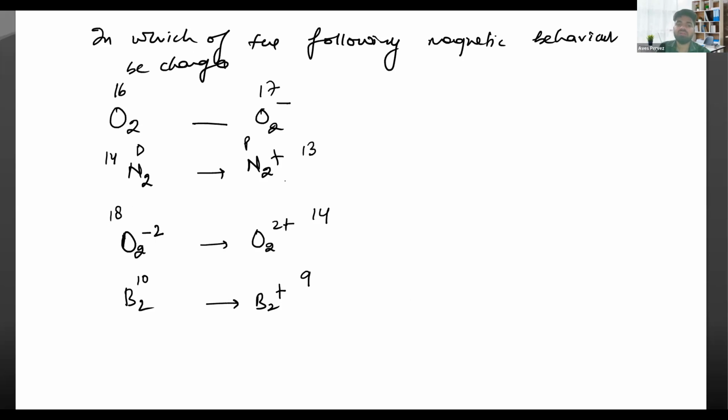Okay, 18 to 14 again, it will not change. This one, Be2, this is the s orbital being changed, so this will not affect. Here, this is already paramagnetic, this is already paramagnetic. So in this one, it is going to change. So this will be the correct option.